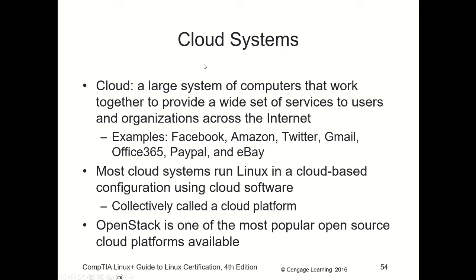The cloud system is also very relevant today. Cloud is a large system of computers that work together to provide a wide set of services to users and organizations across the internet. Examples: Facebook, Amazon, Twitter, Gmail, Office 365, PayPal, and eBay. Most cloud systems run Linux in a cloud-based configuration using cloud software, collectively called a cloud platform. OpenStack is one of the most popular open source cloud platforms available.